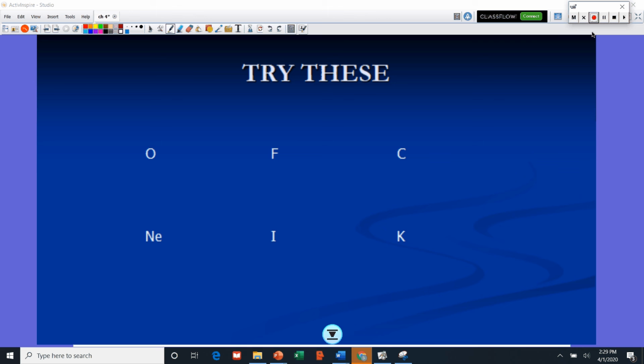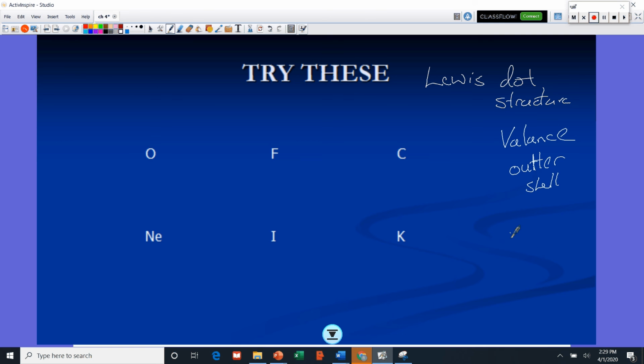All right, just another one, just real quick. I want us to do Lewis dot structures. For these, remember, a Lewis dot structure is only the valence electrons, which is the outer shell, or the outermost electrons. So we are only looking at the s and p orbitals for these.